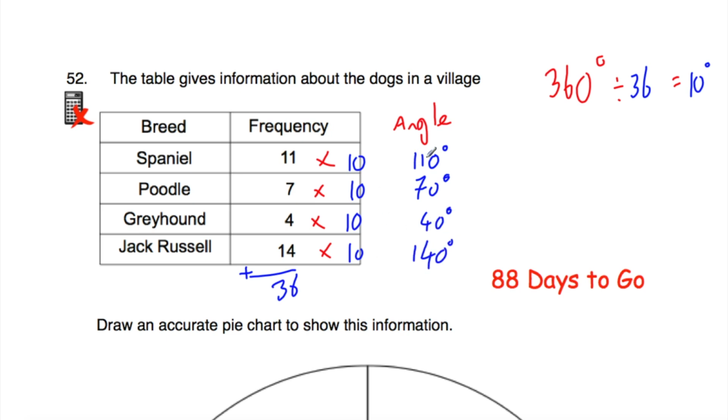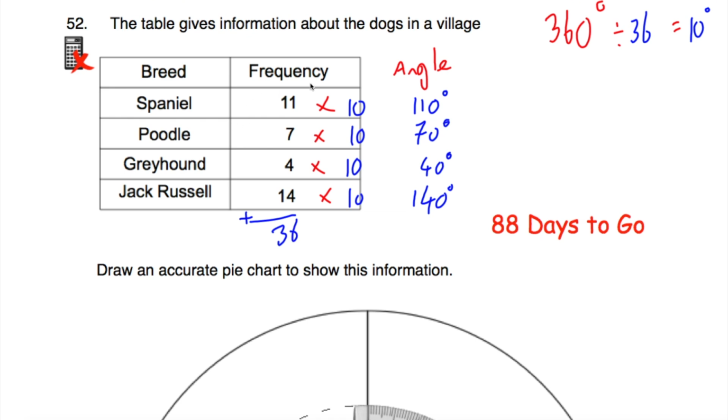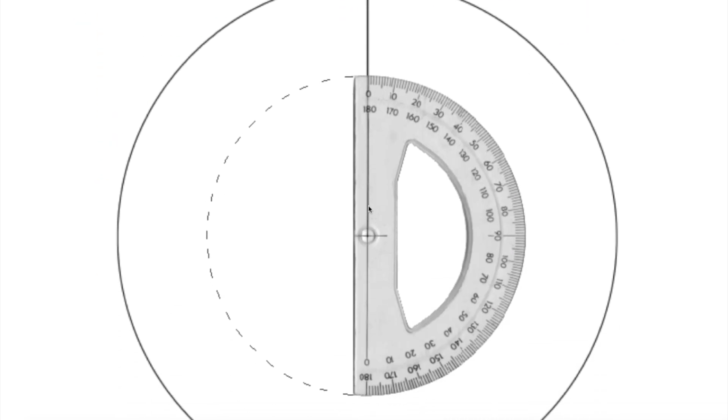And now we just need to draw these sectors in the pie chart. Okay, so our first sector is for Spaniel, and it's 110 degrees. So we're going to put a protractor so the 0 is on the line at the top, going straight up on the pie chart. We want 110 degrees. So we're going to start at 0, and we're going to go around to 90, 100, 110 would be there. So we put a little dot there.